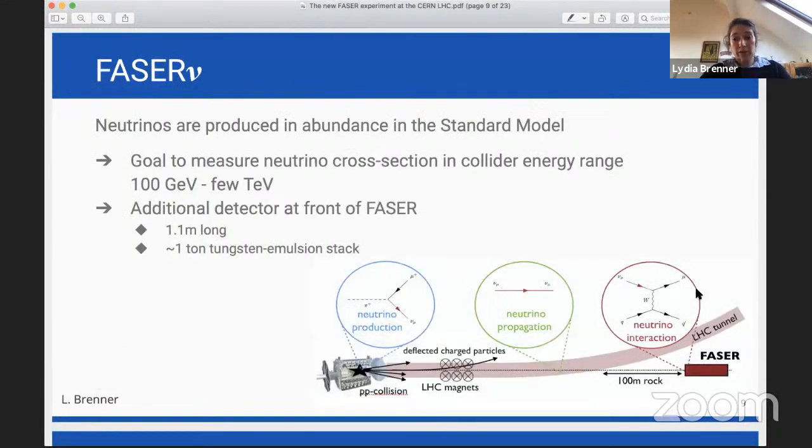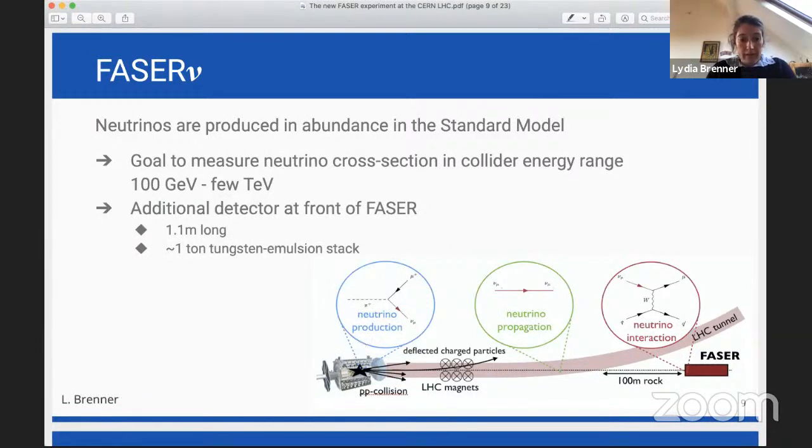So, as I mentioned at the very beginning of the whole experiment, there's a part which we call FASERnu. Neutrinos are obviously produced in abundance in the Standard Model. So the goal is to also measure these neutrino cross sections in the collider energy range, which is about 100 GeV to a few TeV. This additional detector at the front of FASER is about 1.1 meters long, and it consists of about 1 ton of tungsten emulsion stack.